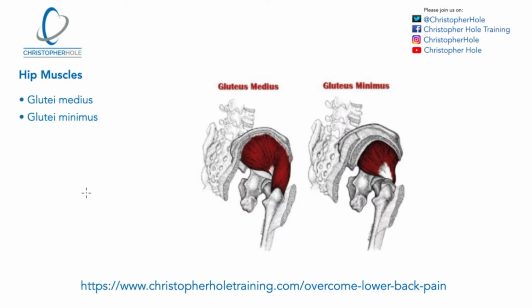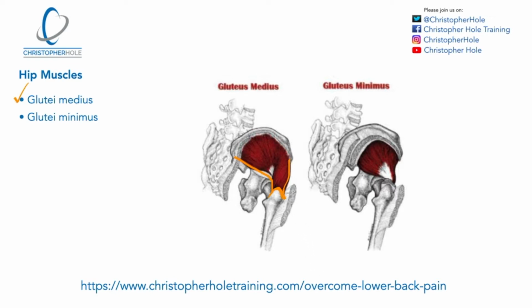Now the hip muscles, there are 2 of them. These are deeper, smaller glute muscles. So we've got glute medius, which you can see here. Both of these muscles attach onto the top of the femur here, which is the bone of the upper leg, and with the glute medius and the glute minimus, you've got fibers that go towards the back of the pelvis and fibers that go towards the front of the pelvis.